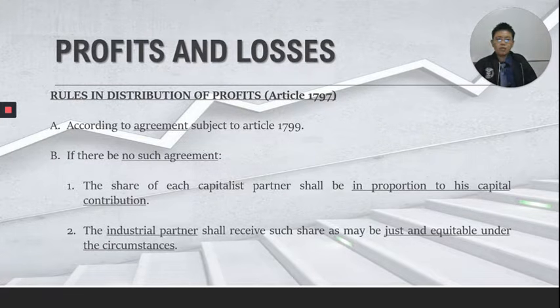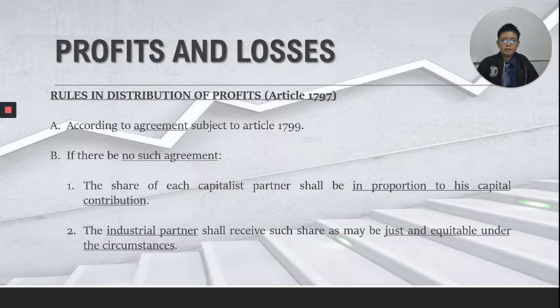And also, what about an industrial partner? So, remember, an industrial partner will receive just and equitable share under the circumstances. What you have to remember is that the industrial partner is given first yung kanyang just and equitable share under the circumstances before yung share ng mga capitalist partner ay ibibigay. So let us say there is a profit of 100,000. Tapos yung isang partner ay industrial partner. Let us say for the services of the industrial partner, ang just and equitable share niya is, let us say, 20,000.